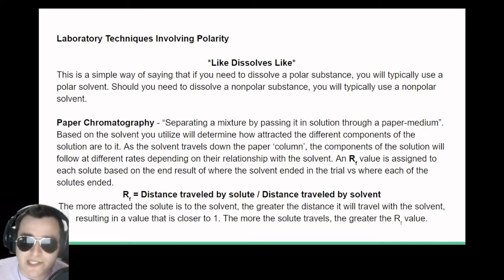Because what you do is you let this test run until the solvent gets to the bottom, right? Everything starts at the top. Once the solvent hits the bottom, stop it. Your solute is either going to travel right with it, or halfway, or it's going to stay towards the top. If it's sort of a one-to-one ratio, well then 1 divided by 1, your RF value will be closer to 1.